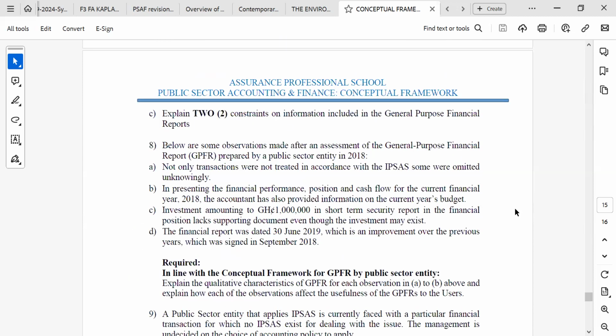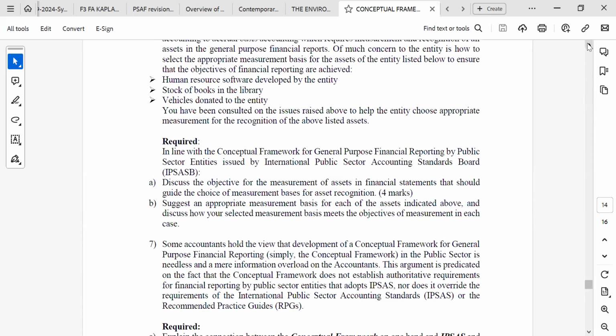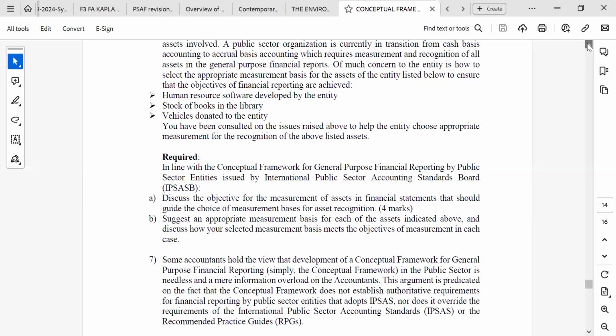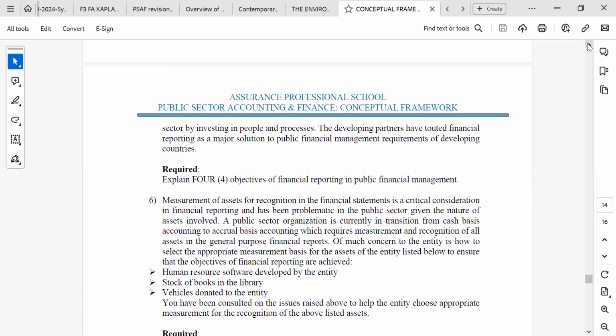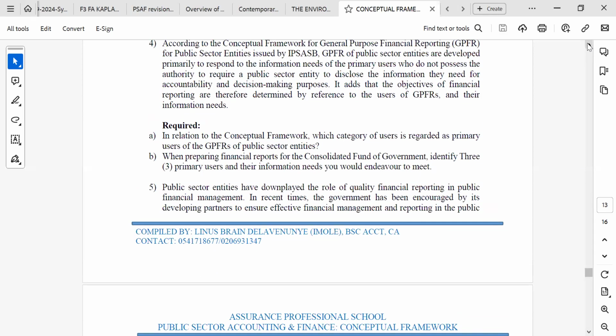Okay, let me see. When preparing the financial report for the consolidated fund of government, identify 3 primary users and their informational needs you will endeavor to meet. So let's mention them: the 3 primary users and their informational needs.